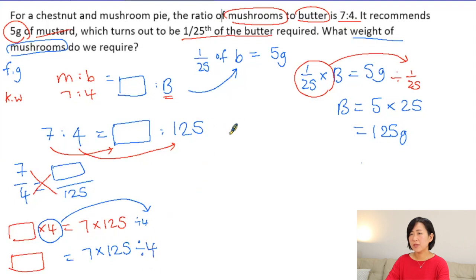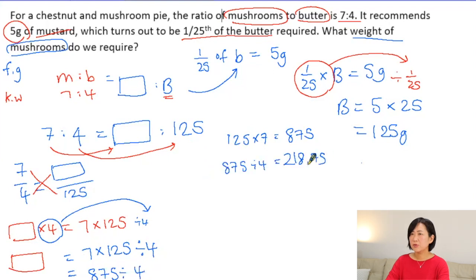It's going to be a long calculation. Then I calculated already for you. So 125 times 7 is 875. Then now 875 divided by 4 will be our answer. That is 218.75. So the amount of mushroom is 218.75 grams. Right, so we learned how to solve ratio word problems in different contexts.